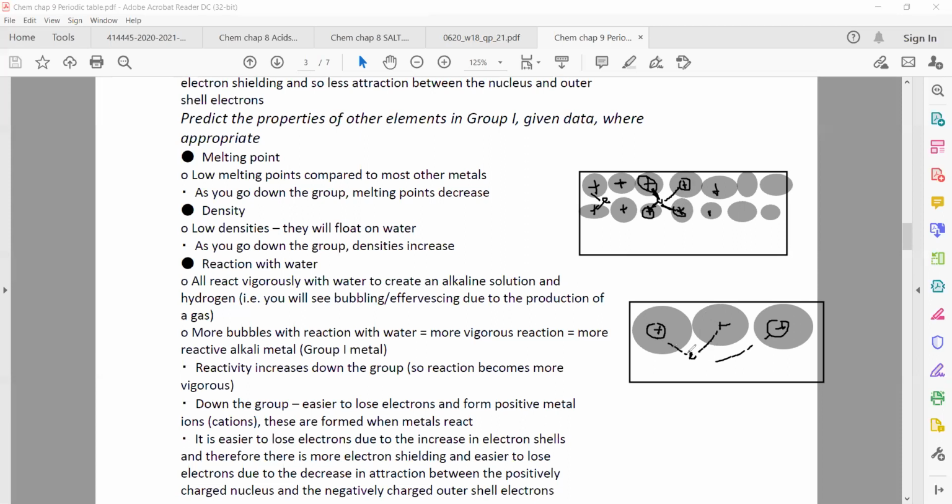But when you compare potassium, which has a larger positive ion, the electron attraction towards the nucleus or the positive ion is weaker as the distance from the nucleus is greater, so it will have a low melting point. Lithium will have a high melting point. Is it clear?